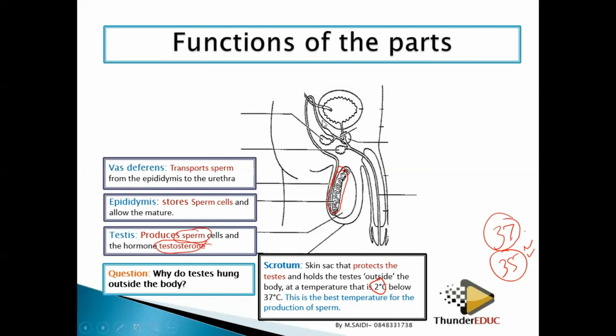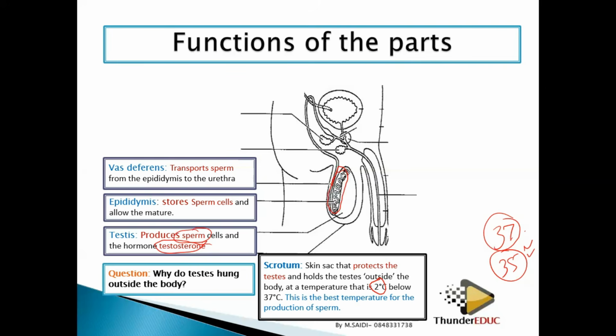Then we have the vas deferens, this tube. Sometimes they call it sperm duct. Don't call it sperm duct. Its name is vas deferens. When you call me a teacher, it doesn't mean that that's my name. You call me a teacher because of the job I'm doing. So when you call it sperm duct, that's not its name. It's because of the job it's doing.